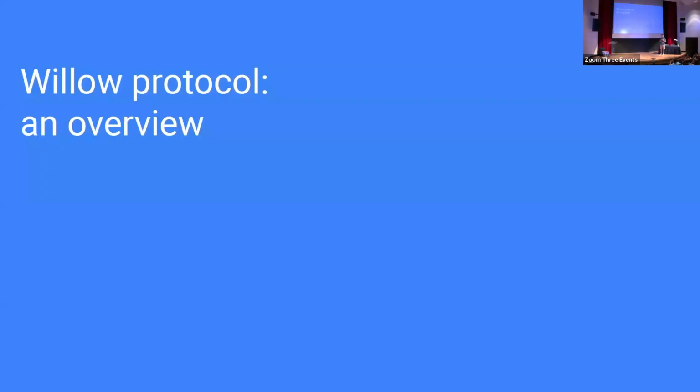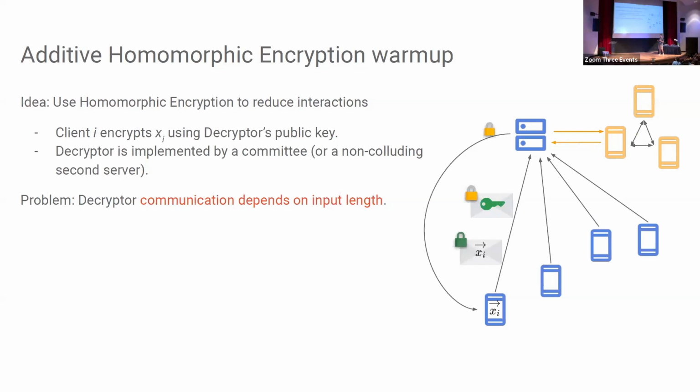So with this, I'd like to introduce Willow, our secret aggregation protocol. Let me give you an overview of our protocol. The starting point is to use homomorphic encryption to aggregate client contributions. This is like a trivial application of additive homomorphic encryption.